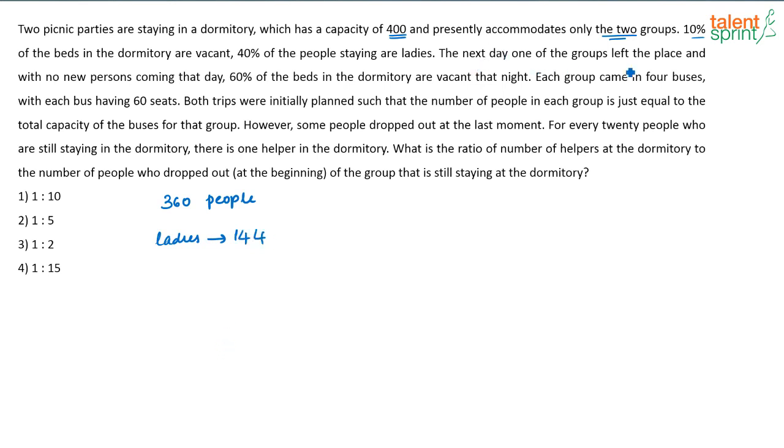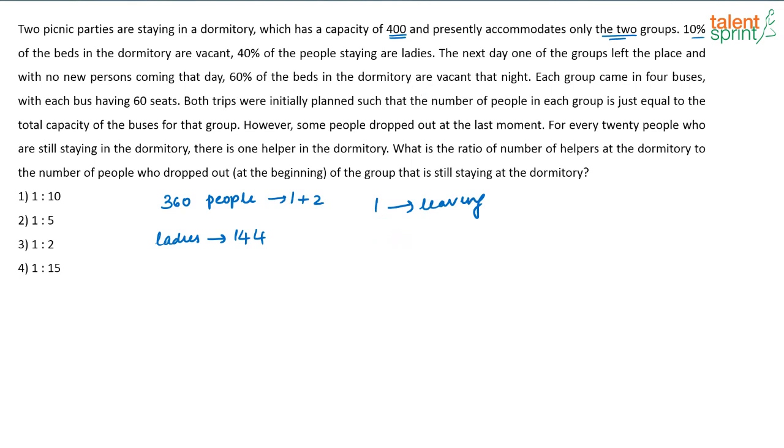Now, next what is said? The next day, one of the groups left the place with no new persons coming in that day, and 60% of the beds in the dormitory are vacant that night. So, first day there were 360 people totally, group 1 and group 2 put together. Now let us assume that on the second day group 1 is leaving. When group 1 goes, there is only group 2 that is there.